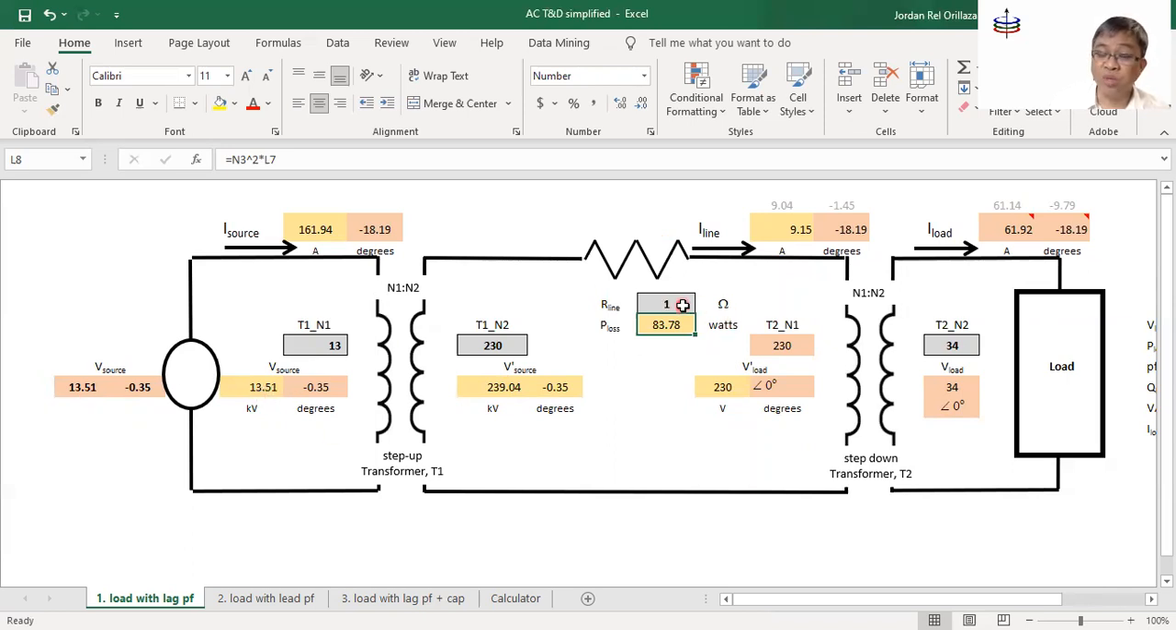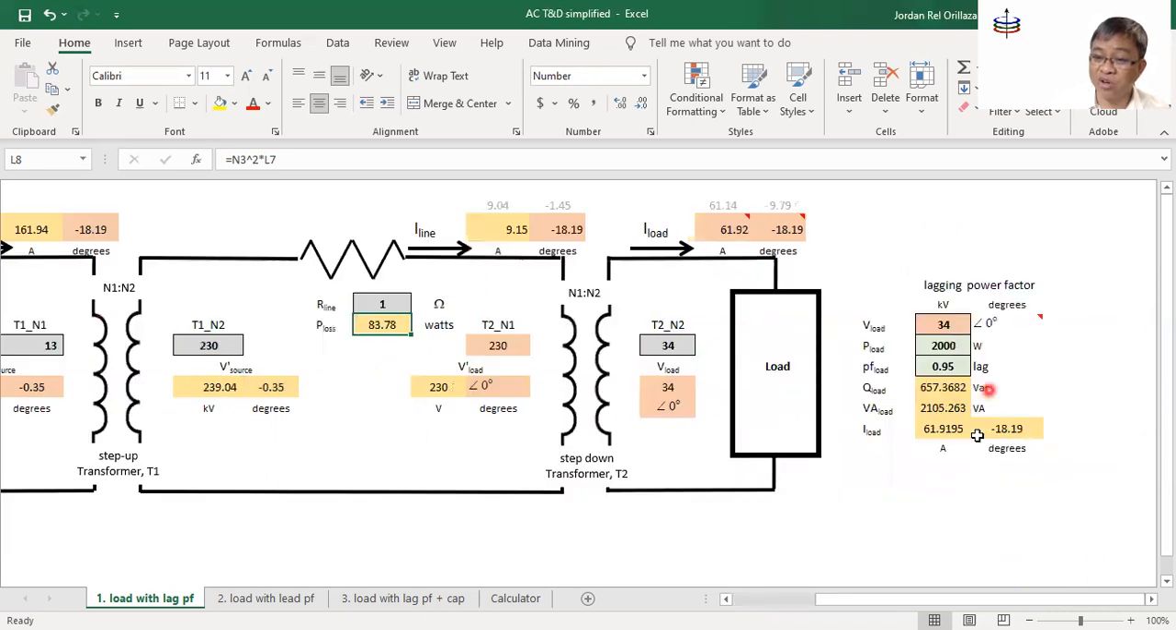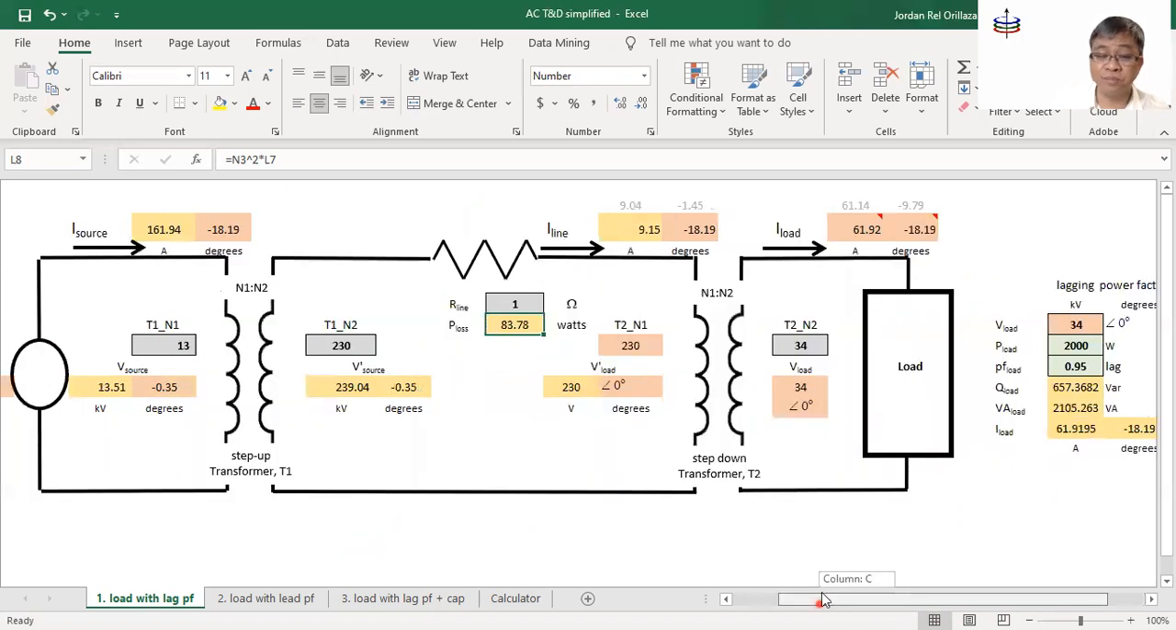You can also play around with the resistance here. If you have higher resistance, then you have higher losses there. Likewise, if you have higher currents here, then the current there increases as well. You have higher losses here as well. So basically, this just illustrates how the losses vary with the resistance and with the current flowing through the transmission line. Again, if you have a question on this sheet here, you can post on the corresponding forum.